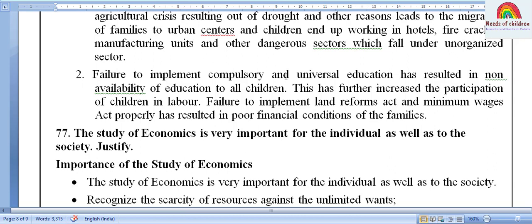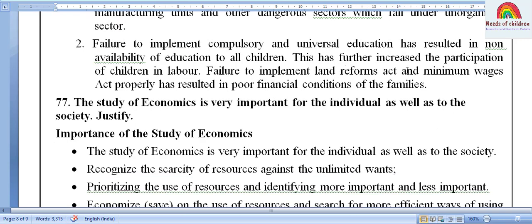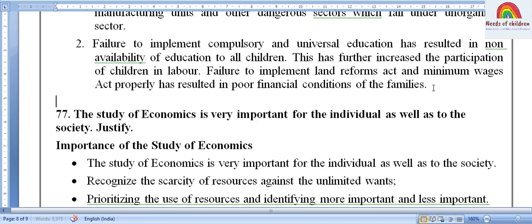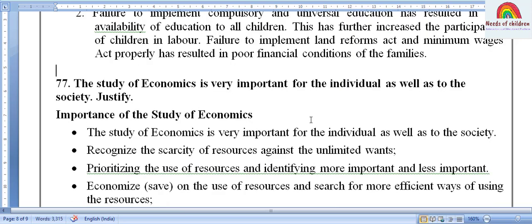Failure to implement compulsory and universal education has resulted in non-availability of education to all children. This has further increased the participation of children in labor. Failure to implement the Land Reforms Act and Minimum Wages Act properly has resulted in poor financial conditions of the families. So these are the points for the answer. Let's move on to the next question.